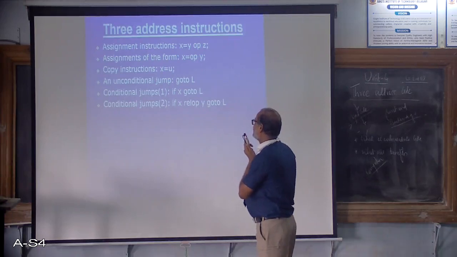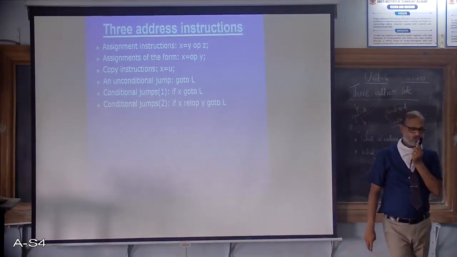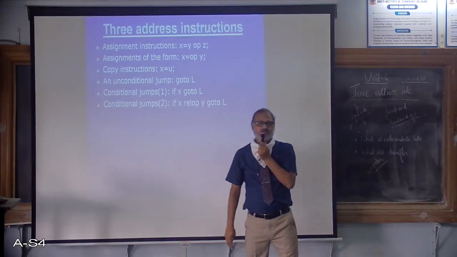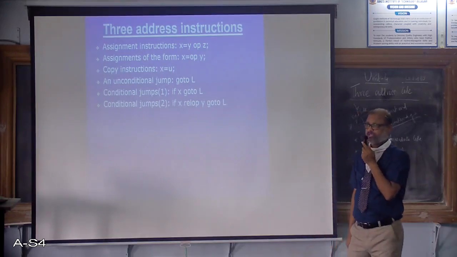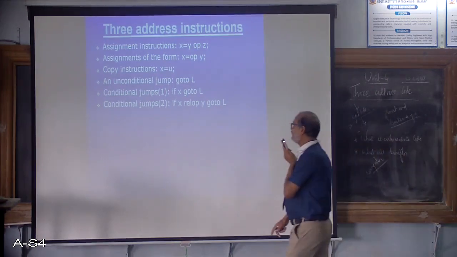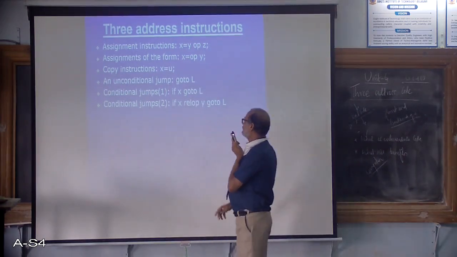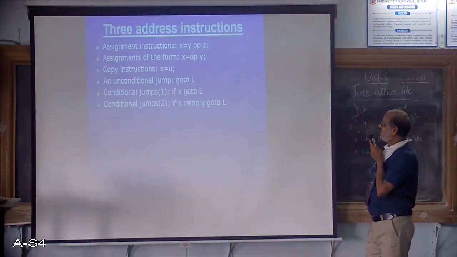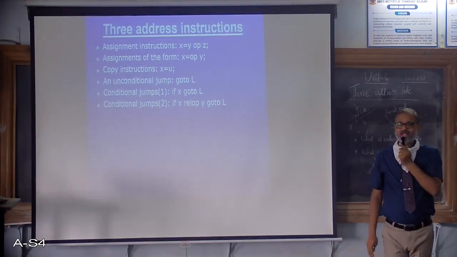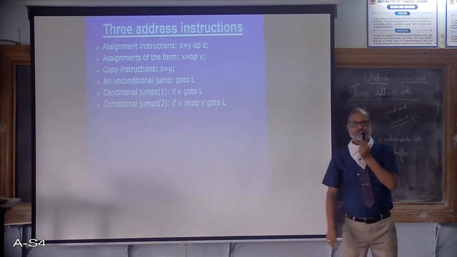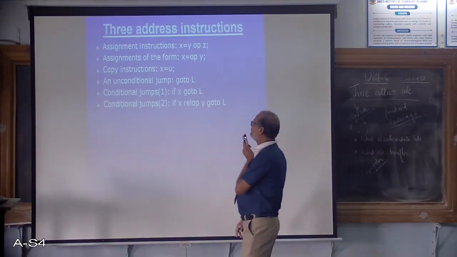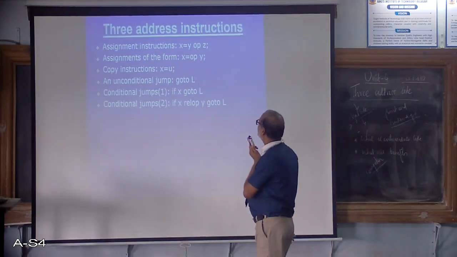The fourth category is an unconditional jump. Okay, you have go to L. This L stands for the label of the three address code which is to be executed. So the control is transferred to the three address code which has the label L. Then you have a conditional jump. If x go to L, if the value of x is true, then the three address code statement at L is executed. This is the fifth type of the three address code instruction.